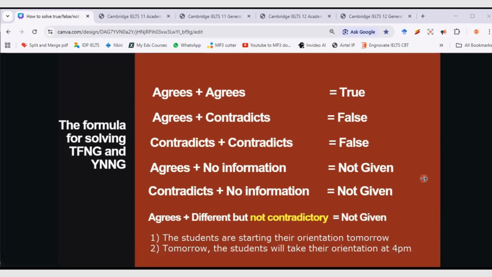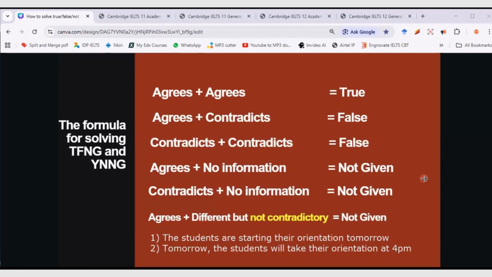So in a typical IELTS reading setting, you are going to see something like what you have in number 1 in the passage. The students are starting their orientation tomorrow. And then in the question, they will not write tomorrow. The students will do their orientation at 4 p.m. And then you go and check the passage, you will not see anything about 4 p.m. in the passage. But you saw that they wrote tomorrow, students, and orientation in the passage.